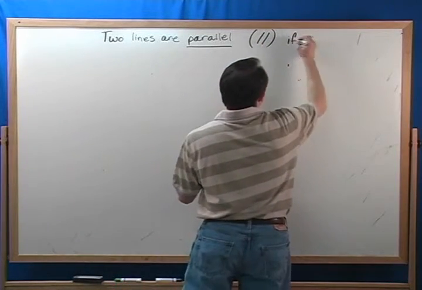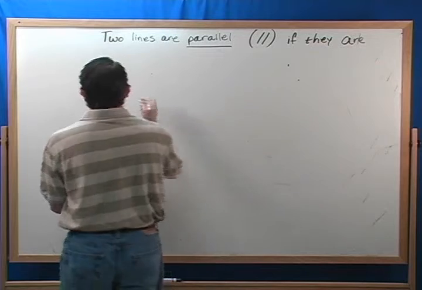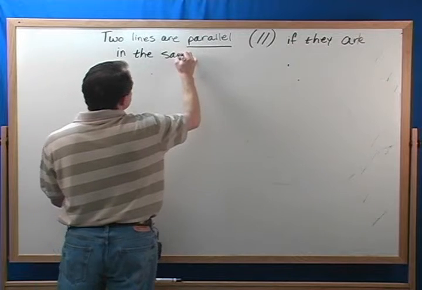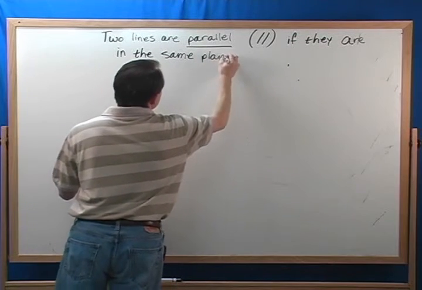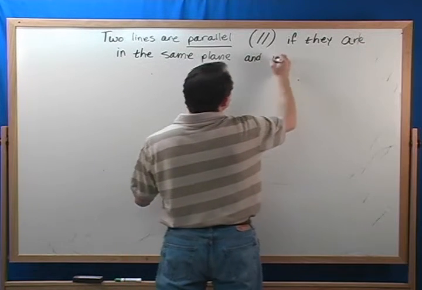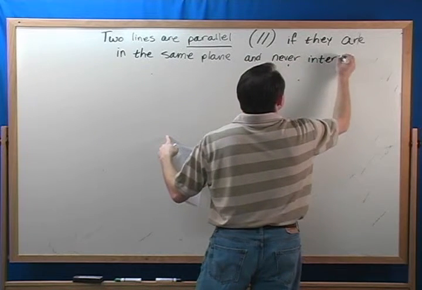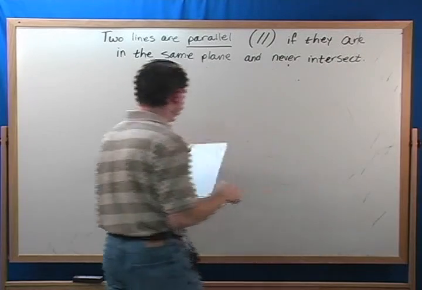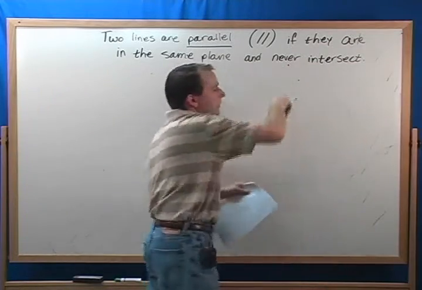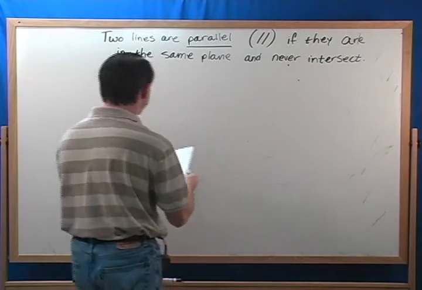If they are in the same plane, and I'll explain that in a moment, and they never intersect, which means they never cross, right? All right, now what does this mean here, okay? If they're in the same plane and they never intersect. Now, the never intersect part is exactly what I told you already before when I put my hands here. They never intersect, they never cross. So all I really need to do is explain the first part.